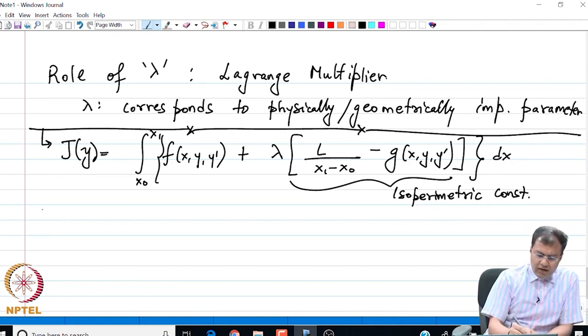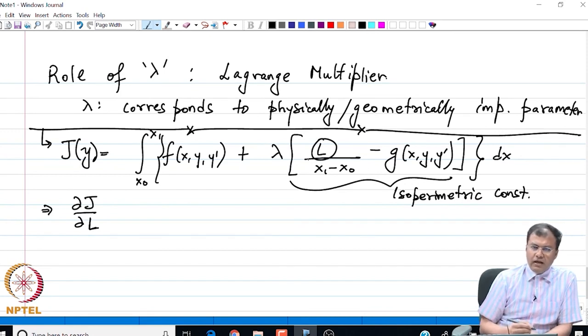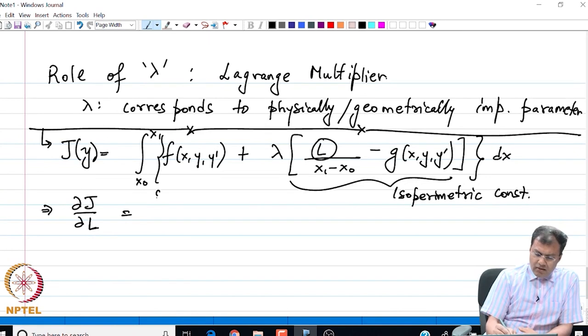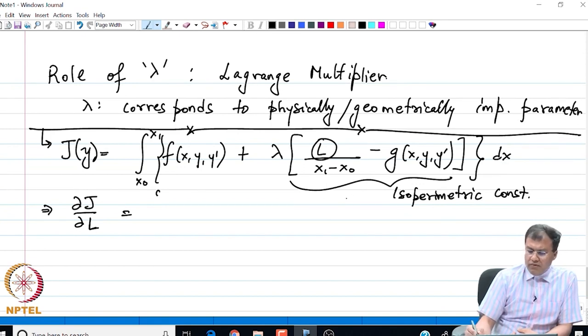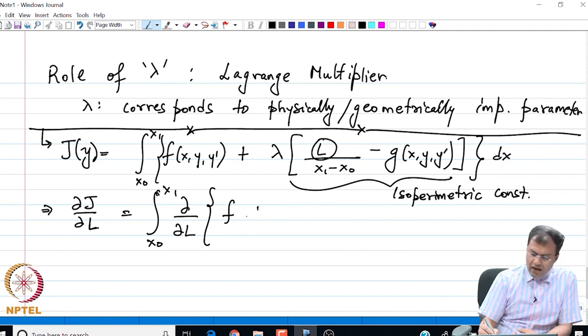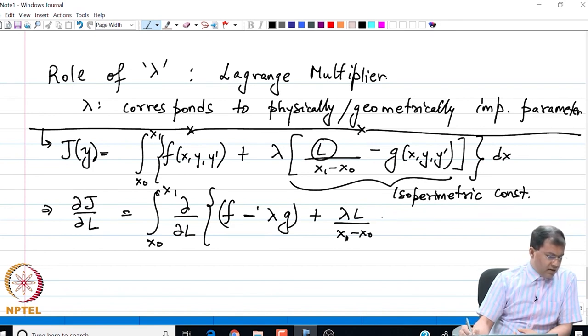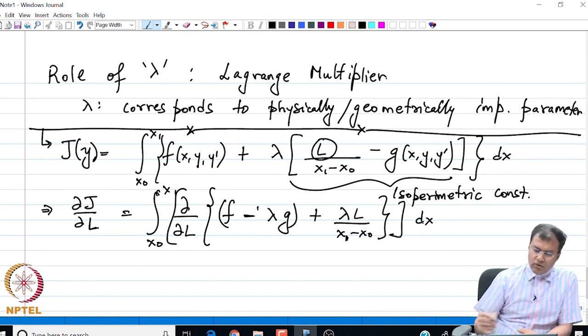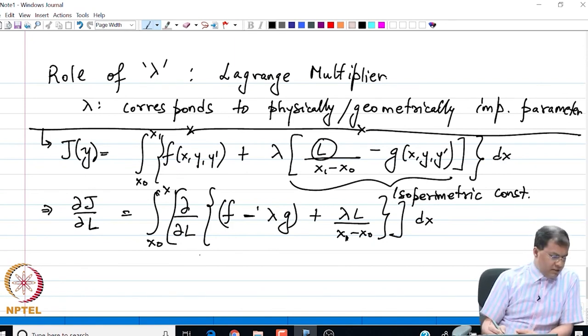So then let us look at the derivative of J with respect to L, L being this parameter in the system. When we do that, since the integrand that we have is continuously differentiable up to second order, we can very well take the derivative inside the integral. So, this is my derivative with respect to L of the following quantity: f minus lambda times g plus lambda L by (x1 minus x0). So, this one is integrated with respect to x.